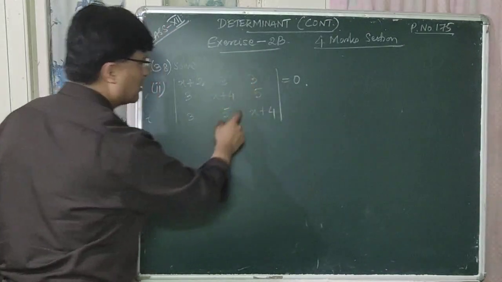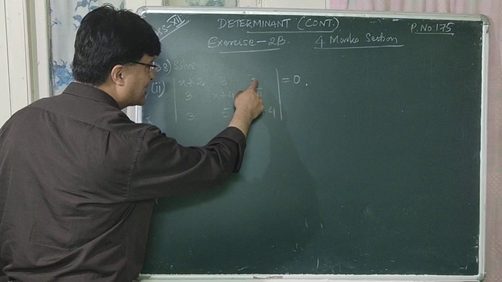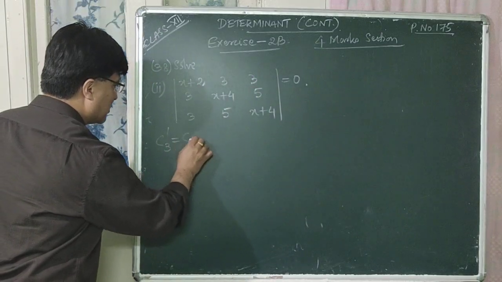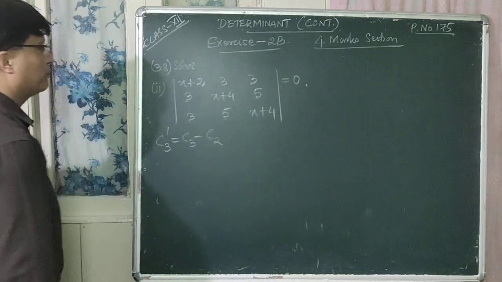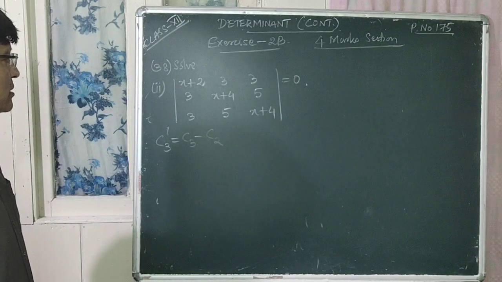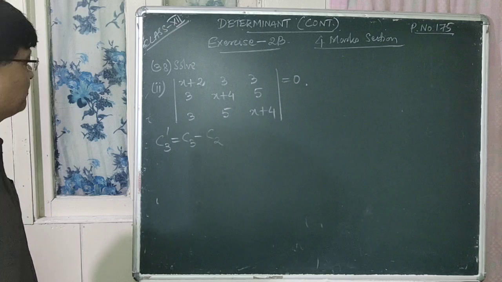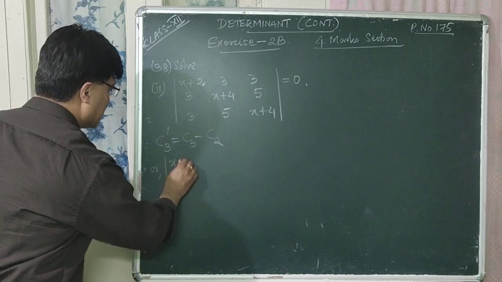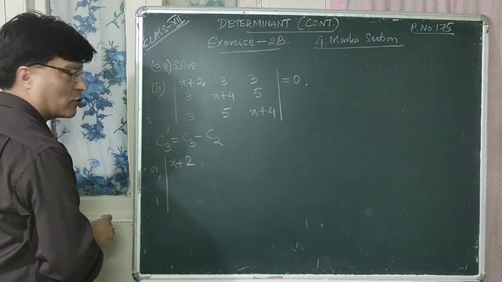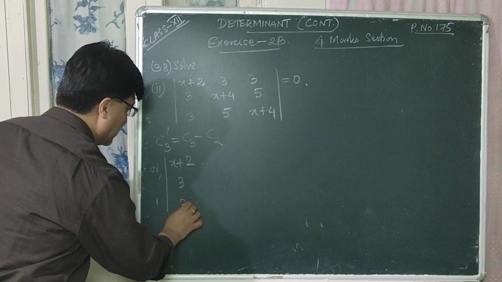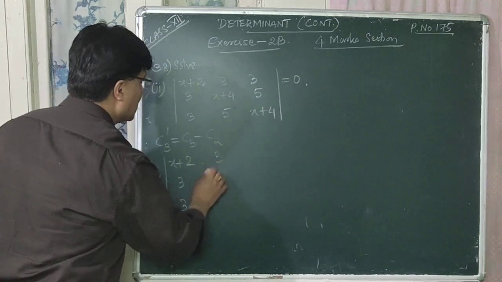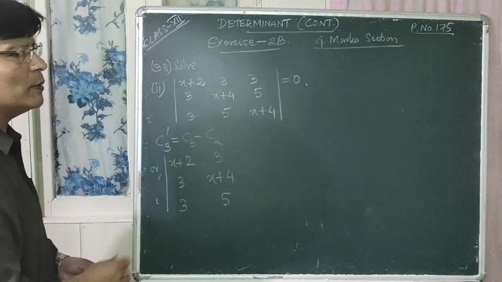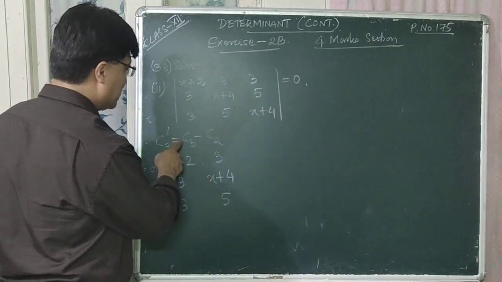So the property that you can use here is C3 dash is equal to C3 minus C2, right? So let us use this property. The first column remains the same: x plus 2, 3, 3. What is the second column? 3, x plus 4, 5. Now what will be the new third column? That is C3 minus C2.